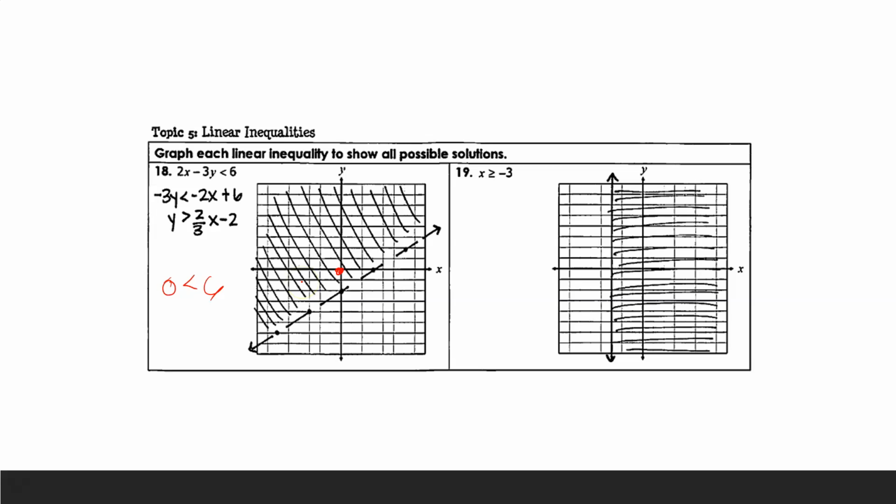Number 19, x is greater than or equal to -3. That is a vertical line. 0 is greater than -3, so you're going to color the side with the test point.